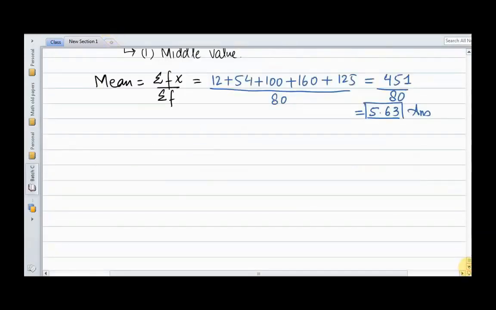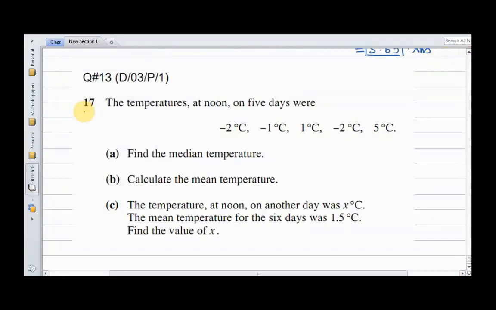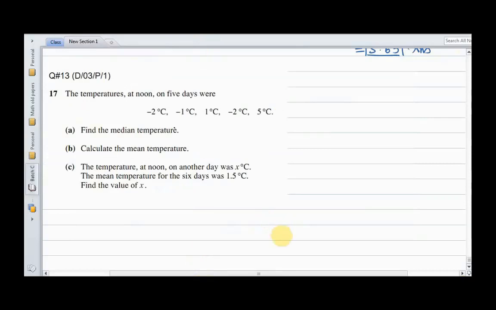Now this is a question of ungrouped data, right? That is your question. So at first you need to stop the video, attempt this question by yourself, and then see its solution. In the first part, it says find the median temperature.